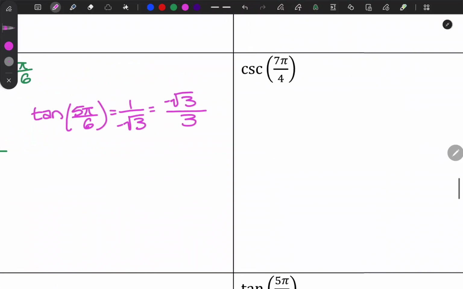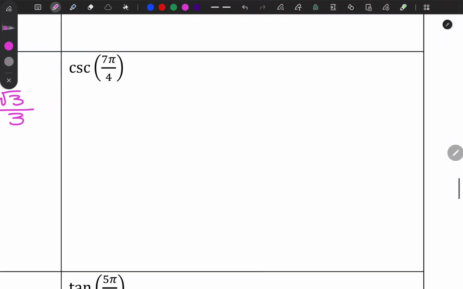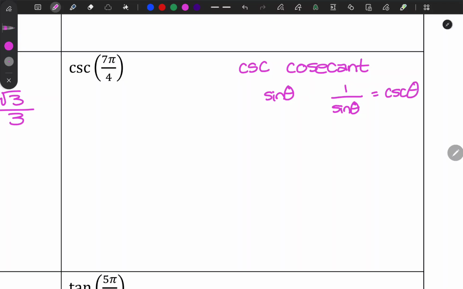Okay, let's try one where we have to do this using a reciprocal trig ratio. And let's think about what this means again. So if we have cosecant, that is the reciprocal of sine. So if we could find sine theta, then we could find 1 over sine theta. Take the reciprocal, and that will be equal to cosecant theta. So when you're doing a reciprocal trig ratio, start with the original primary trig ratio, figure out what it is equal to, and then you can take the reciprocal.